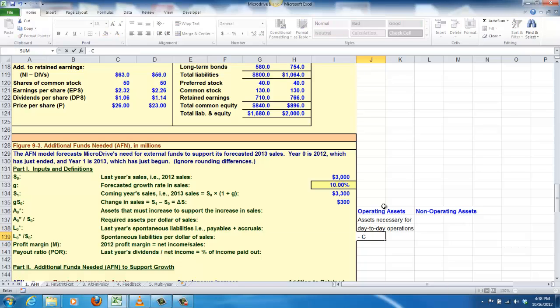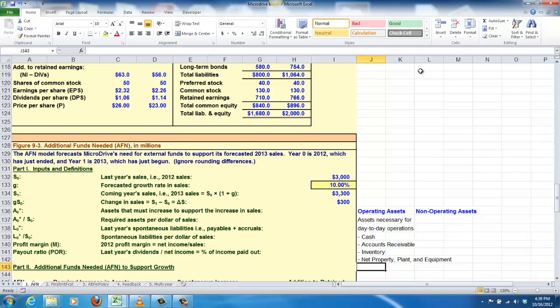These would include things like some cash. Cash, accounts payable, accounts receivable, inventory, and net property, plant, and equipment.